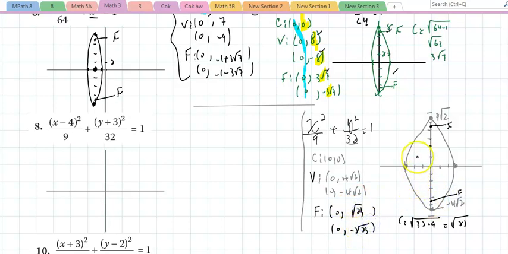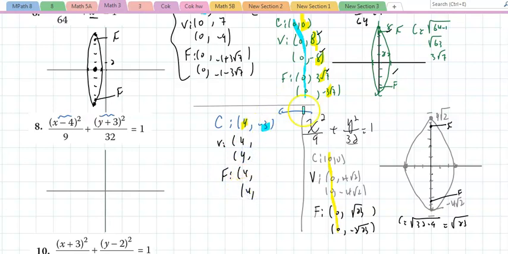Now, as far as labeling, when I get to my actual graph, I know the center is actually the opposite of this, the opposite of that. What that means, take 4 and add it to all of these x values. That means the vertices are x equal 4 and the foci are at x equal 4. That's simple. And you see that negative 3? Add that to all of these y's.